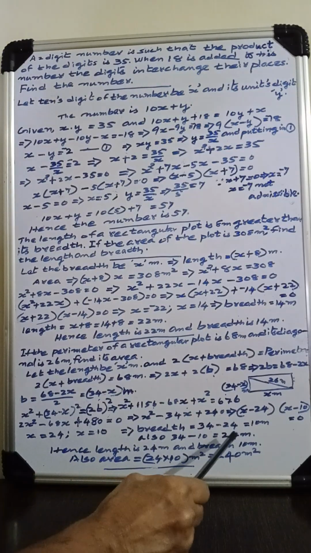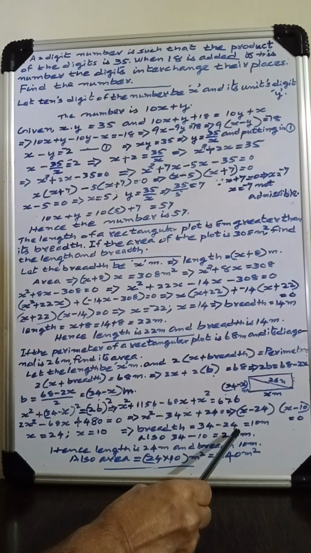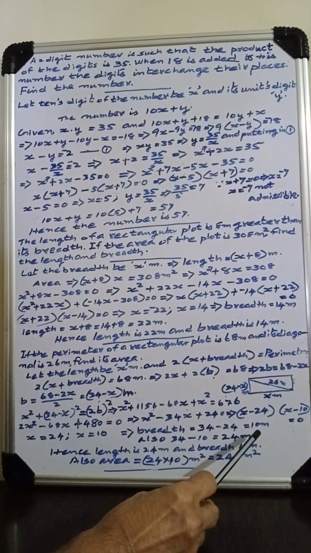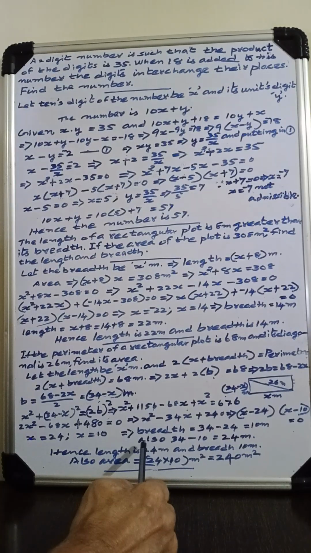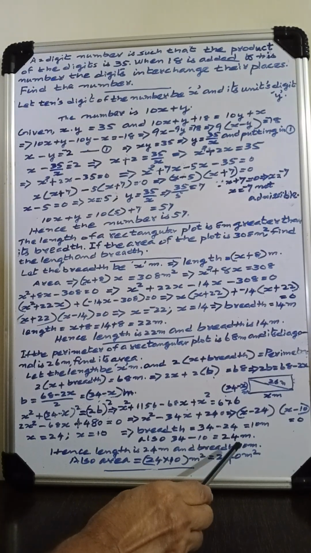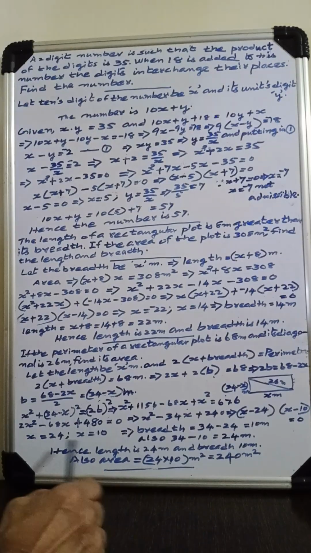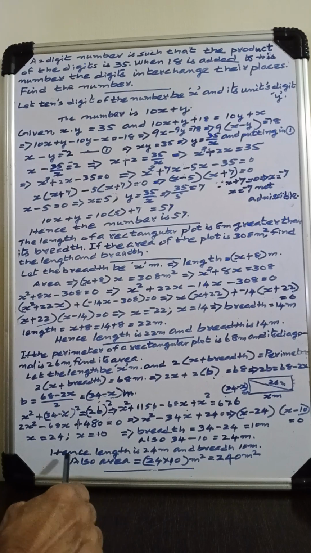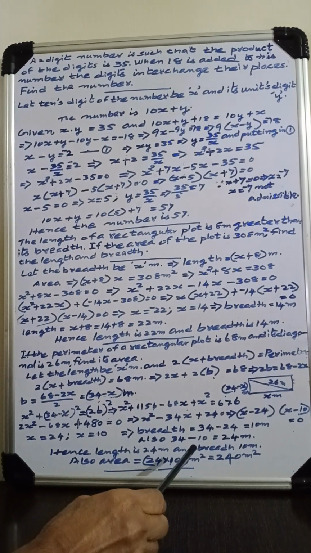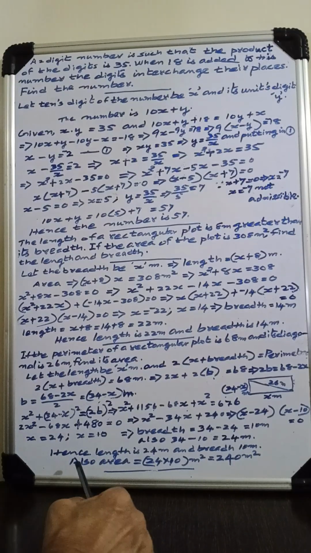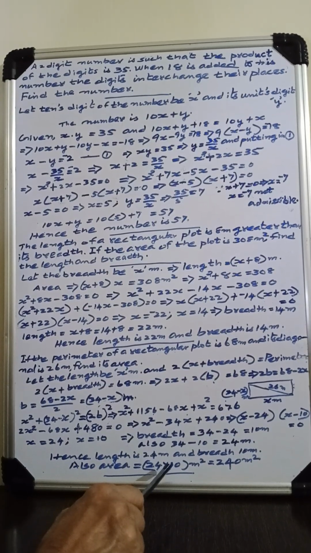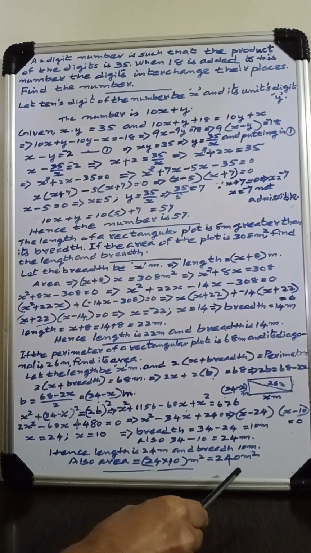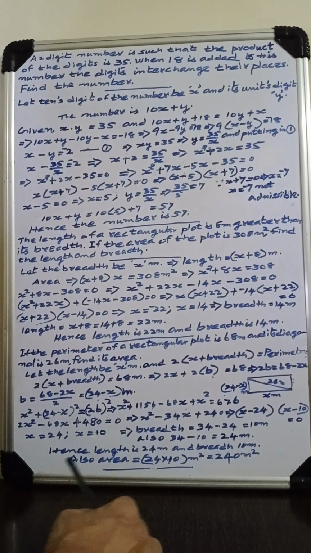Therefore, breadth equals 34 minus 24 equals 10 meter. That is also 34 minus 10 equals 24 meter. x equals 24, x equals 10. Hence, the length is 24 meter and breadth is 10 meter. Also, area is defined as 24 into 10 meter squared equals 240 meter squared. Hence, concluded. We can meet in the next video.